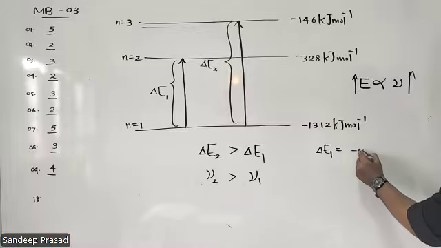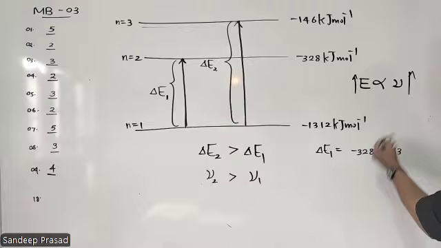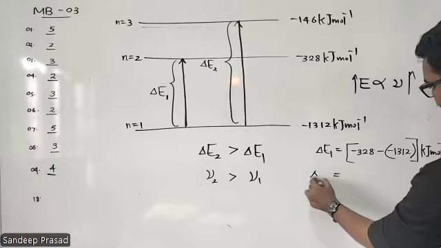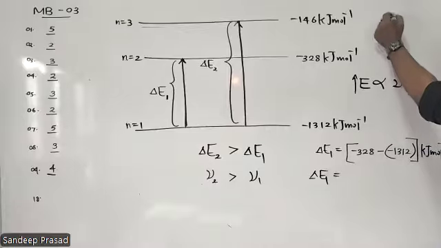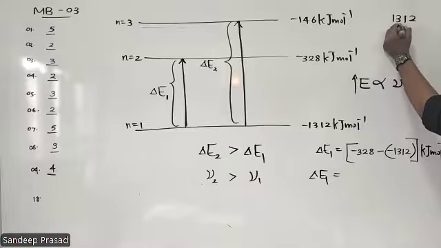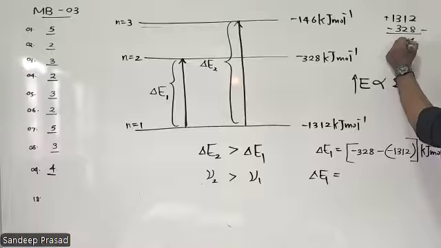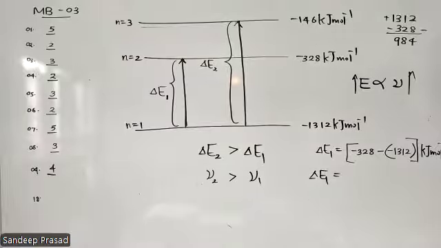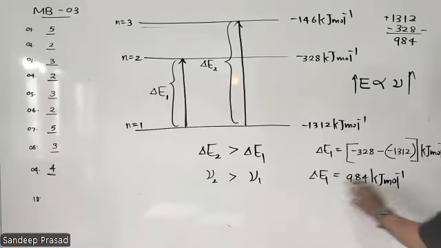So I can take minus 328 and minus 1312 kilojoules per mole. Now you can find the energy difference. Now you can calculate how much energy is absorbed by that electron in that ionizing process. 1312 and here 328, take the difference. This is plus and this is negative. And here 9. So the answer is 984 kilojoules per mole. This is the relevant energy.